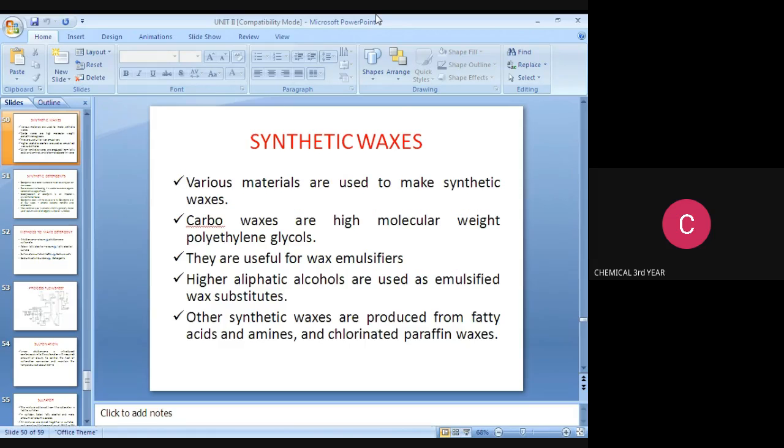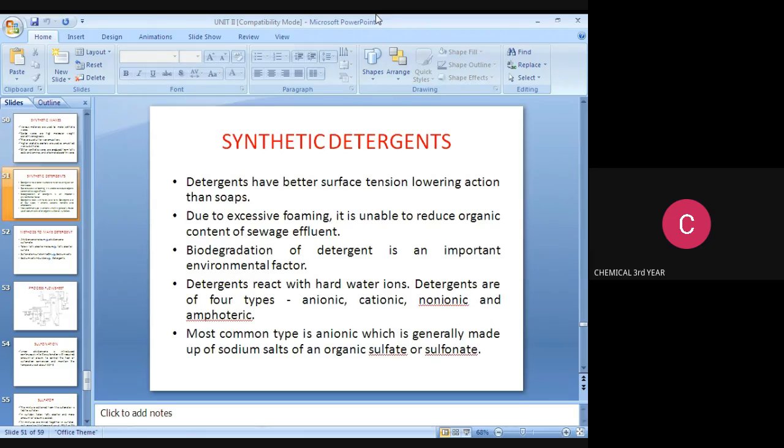Synthetic waxes: various materials are used to make synthetic waxes. Carbowaxes are high molecular weight, the main material being polyethylene glycol. They are used as wax emulsifiers. Higher aliphatic alcohols are used as emulsified wax substitutes. Other synthetic waxes are produced from fatty acids, amines, and chlorinated paraffin waxes. Next, synthetic detergents.